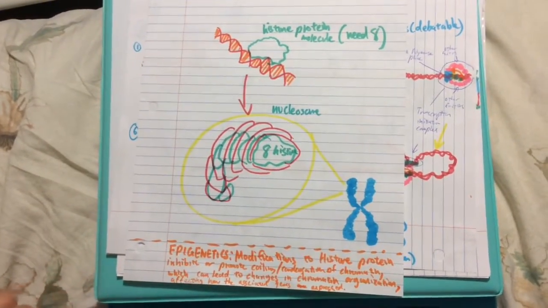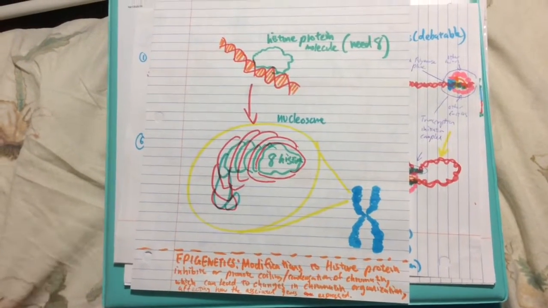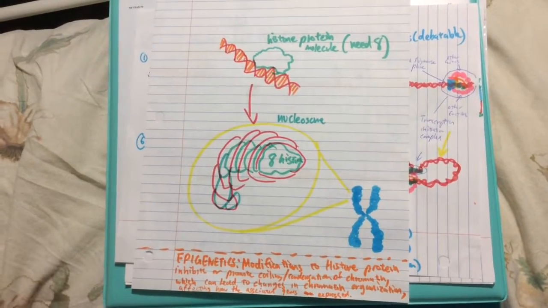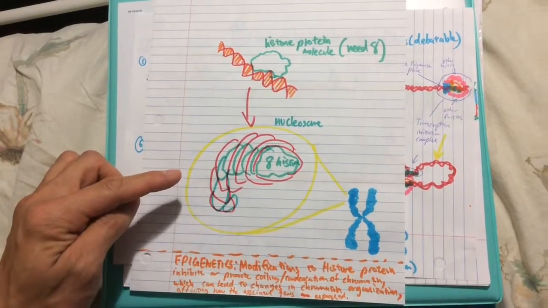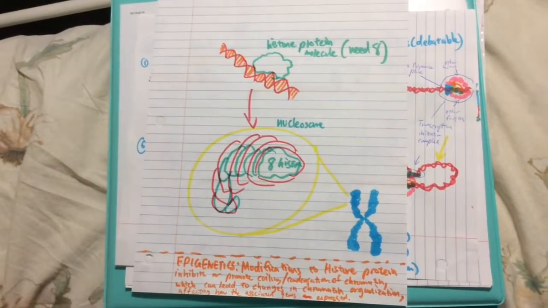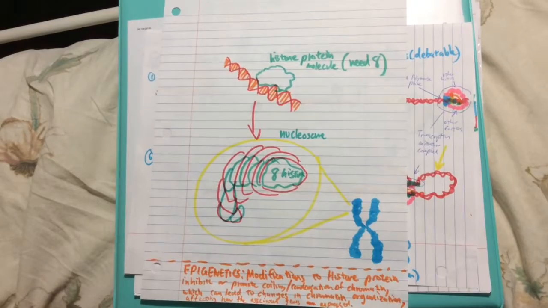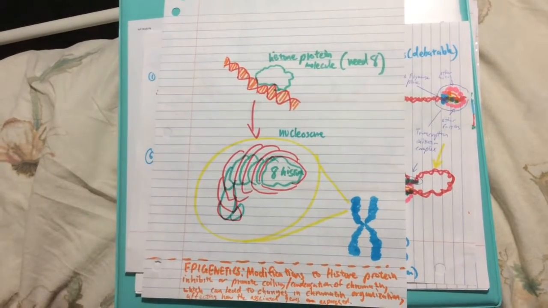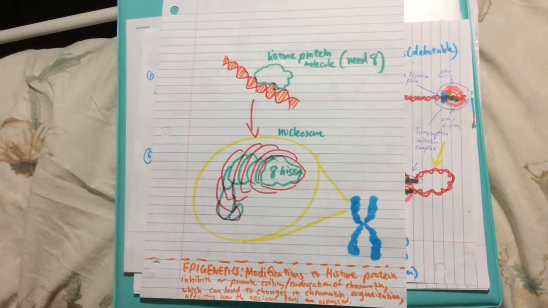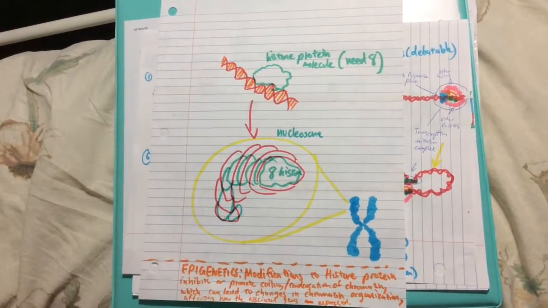So how does this relate to the expression of genetics? Modifications to the histone proteins can inhibit or promote the coiling or condensation of the chromatin, which can lead to changes in chromatin organization, which affects how the associated genes are expressed.